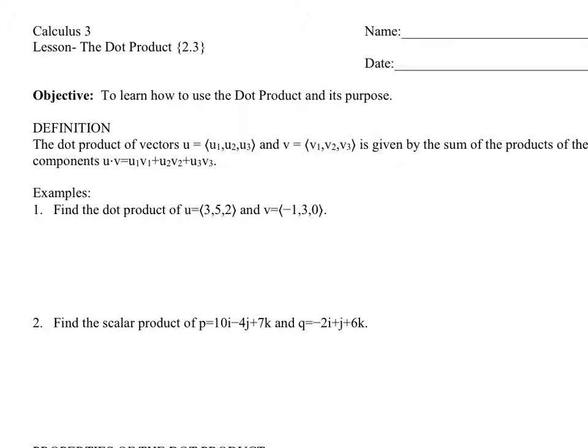So when I'm dotting U with V, I'm taking the corresponding parts, so 3 and -1, and multiplying them. Then 5 and 3, and then 2 and 0. So corresponding parts get multiplied, and then you add the results. No, because the answer is going to be a scalar, not a vector.